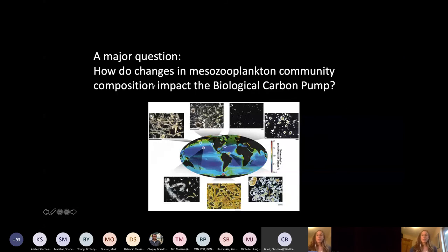So a major question that we have is, how do changes in the mesozooplankton community or the composition of that community impact the biological carbon pump? This is a great visual from Steinberg and Landry 2017 to show fecal pellets, so these particles that have been ingested by zooplankton, in sediment traps in all different parts of the world that have different zooplankton communities. You can see sometimes the fecal pellets are numerous and medium-sized, or numerous and large, or almost non-existent and very, very tiny. All of this has to do with, obviously, the community that's producing them.